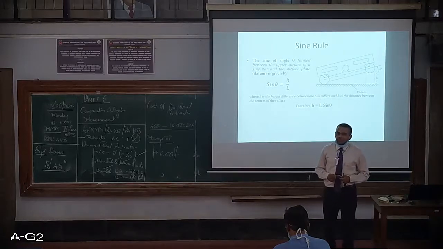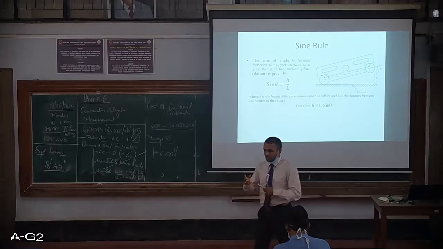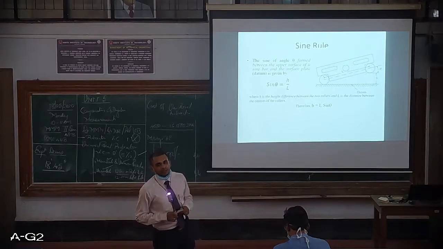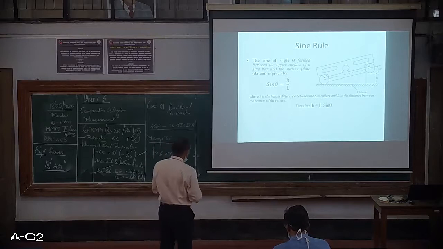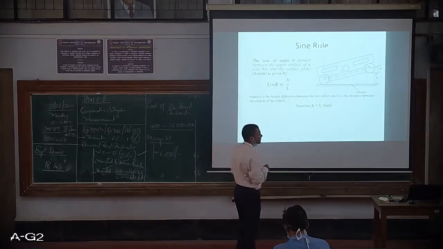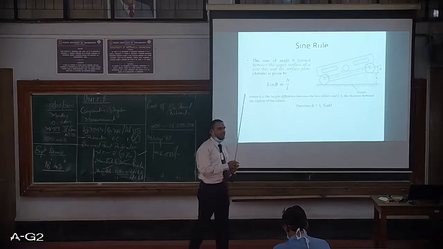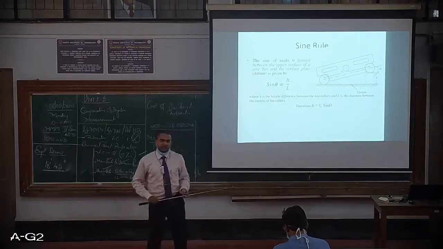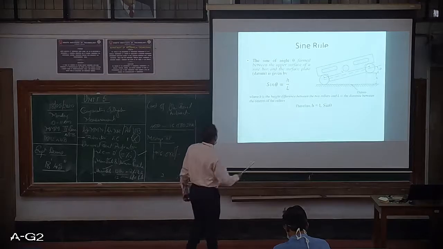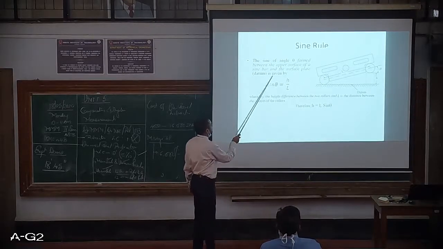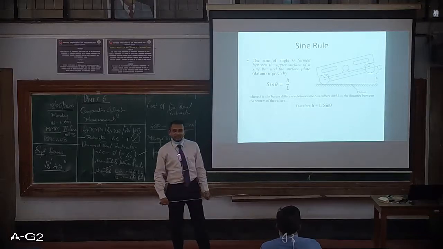So, we go to sine bar. These were two cases. One is a sine bar and the other is a sine center. In both the cases, we use a single principle called the sine principle or sine rule. You have all studied the sine principle in your trigonometry classes. The sine of an angle theta formed between the upper surface of a sine bar and the surface plate is given by sine theta is equal to h by l.